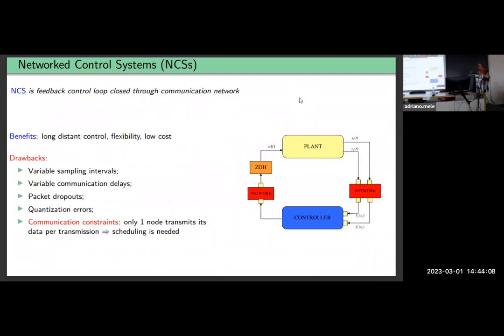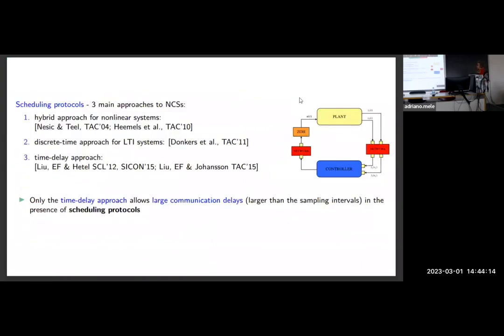And how to treat such a system? All three approaches were used: the sampled-data, discrete time approach and hybrid system approach, and later our time delay approach was used. And it appeared that, of course, the time delay approach has advantages. This was the only approach which managed, in the presence of communication constraints, with large communication delays. What does it mean? That delay may be larger than the sampling interval.